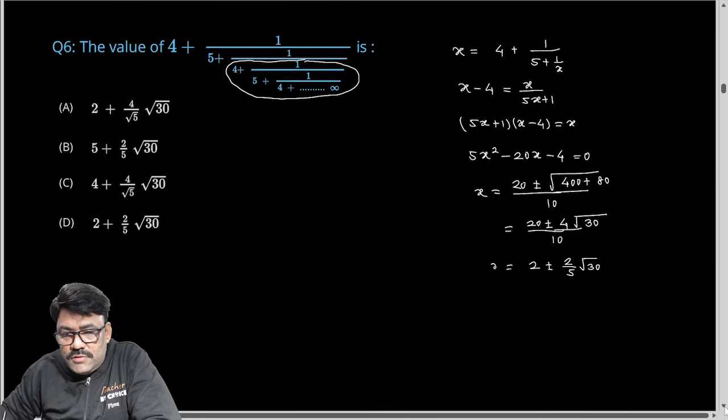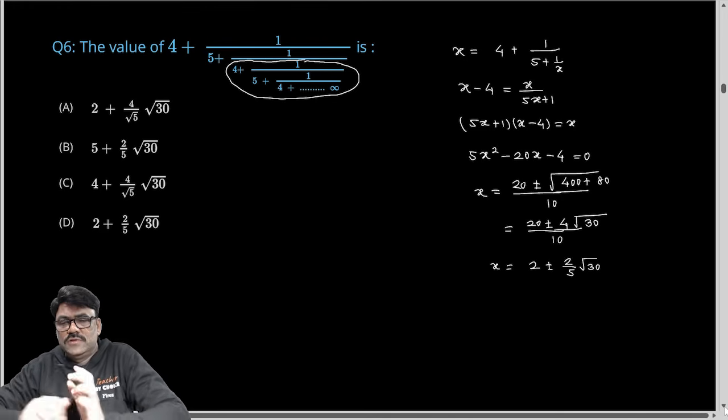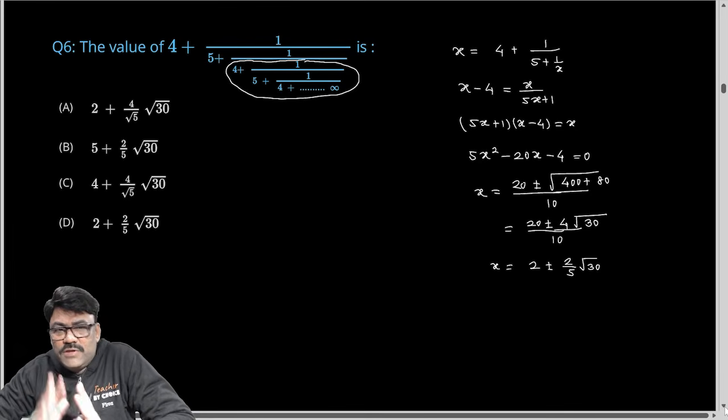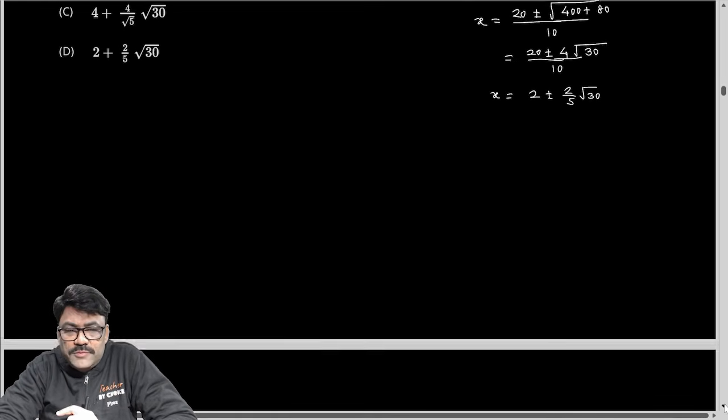This is x. And obviously the value of this expression cannot be negative. All terms are with plus sign. So out of these two values, positive one will be considered. Just reject the negative one. So 2 plus, and obviously your quantity is greater than 4, actually 4 plus something. So you will take the positive value here, 2 plus 2 by 5 root 30, which is option D.